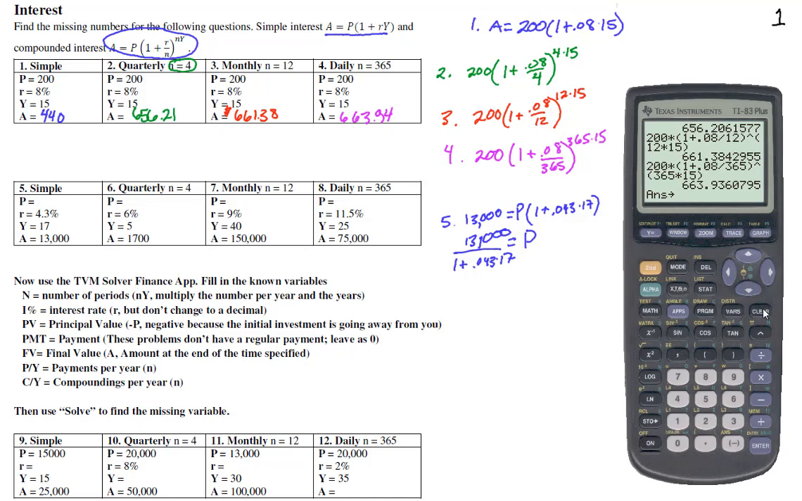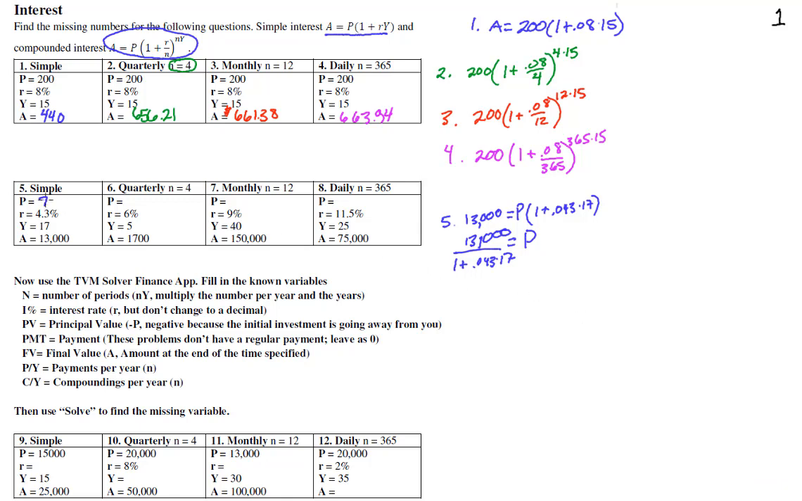We get 13,000 divided by parentheses 1 plus 0.043 times 17. Close those parentheses. And 7510. So this is saying that if you start off with $7,510.11, and this interest rate for this long, you'll end up with $13,000.